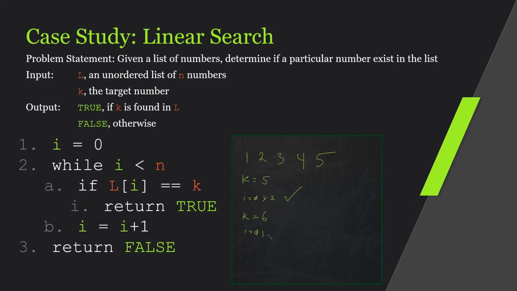So then we get to the end of the list where i is now incremented to 5. 5 is not less than 5, so that becomes false. Then we jump down to step 3, meaning we return false, and that is the correct behavior.